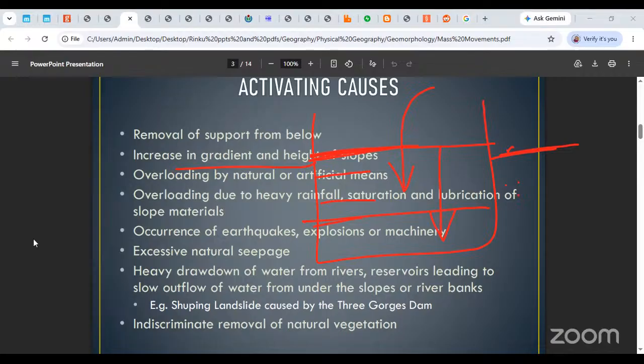So it will try to rapidly move over here and level with this water. So the outflow of water from the groundwater towards the reservoir means that friction is reduced, the slopes become more lubricated, and the possibility of a landslide increases. This is what happened with the Three Gorges Dam, especially the Shuping landslide. This was a very disastrous thing in China at that time.